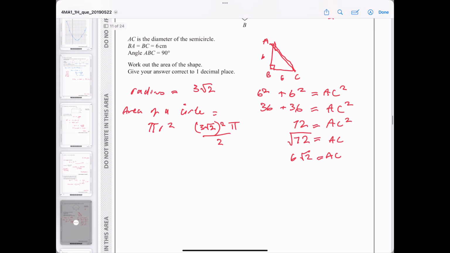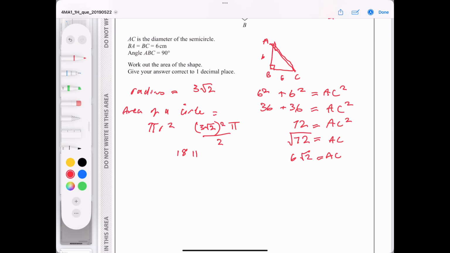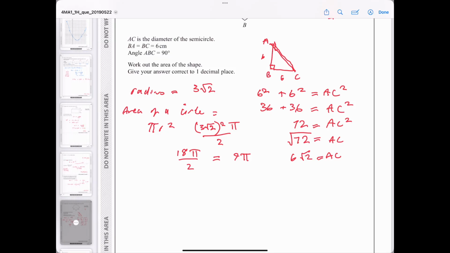So that would be 3 root 2 squared. It would be 9, and then root 2 times root 2, which is 2, so it's 9 times 2, that's 18 pi over 2, so that's 9 pi. So we know that the area in here is 9 pi.